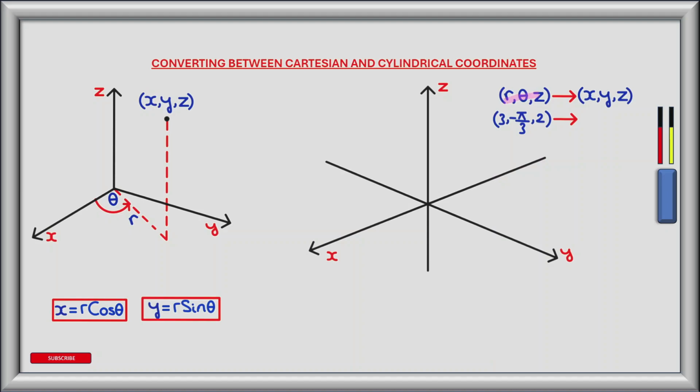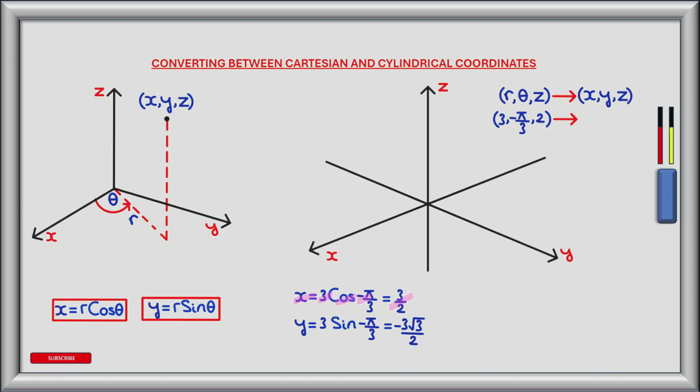So that's from r, theta, z to x, y, z. So the point in cylindrical coordinates that we're going to look at is r equals 3, theta equals minus pi by 3, and z equals 2. So to get the x coordinate, we know that x is equal to r cos theta. So x is equal to 3 cos of minus pi by 3, which is equal to 3 over 2.